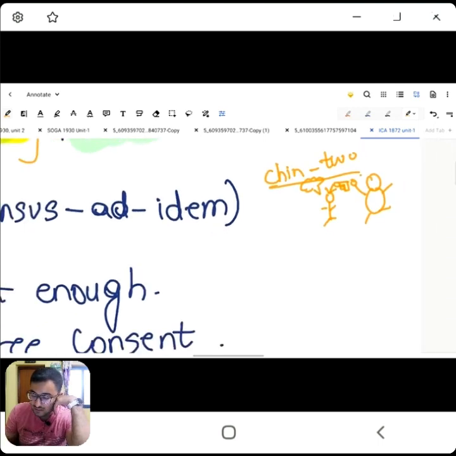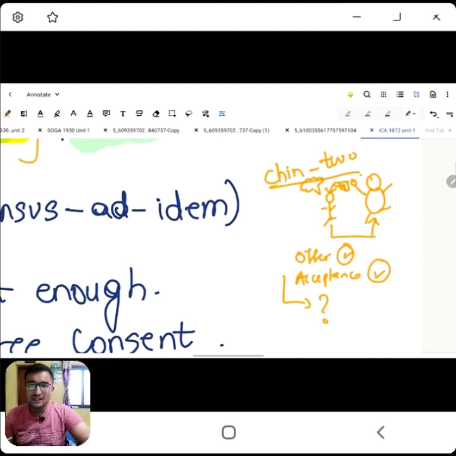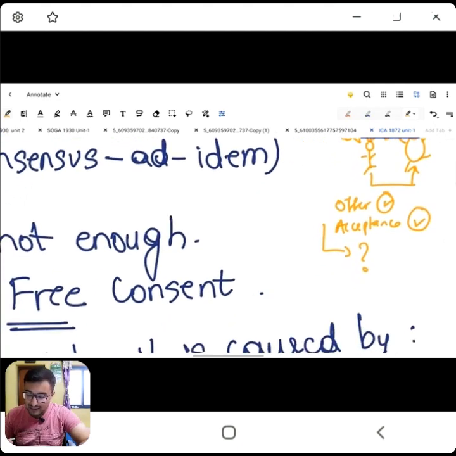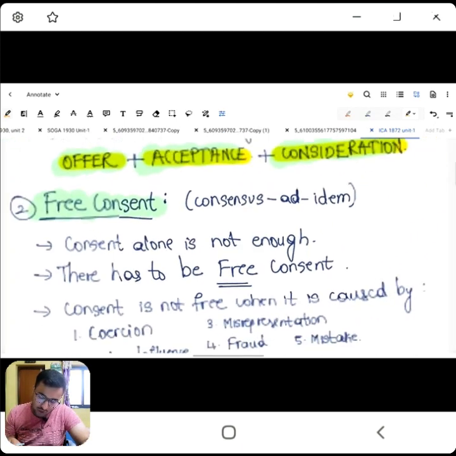So Chintu thinks there's no other way and he pays me the fees. Okay, done. Offer, done. Acceptance, also done. He gave me his acceptance. But was this acceptance free? Did he give his consent to me? Yes. But did he give his consent freely from his own wish, from his own will? No, he could not use his own willpower.